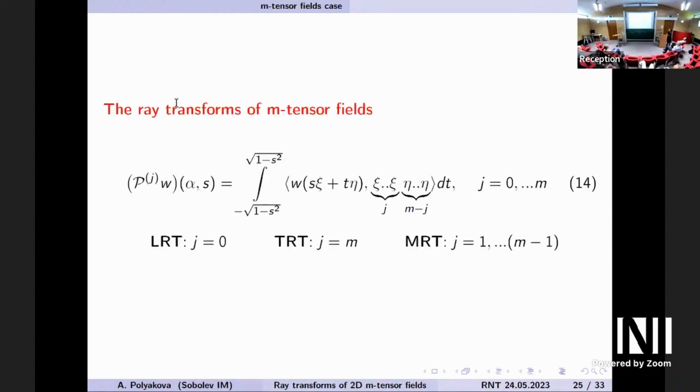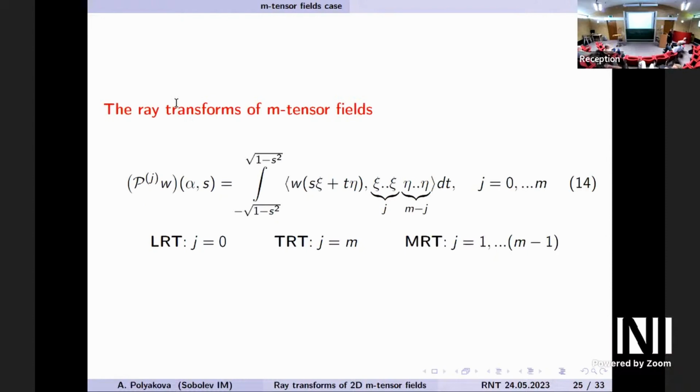And we can consider ray transforms of m tensor field. We can write in one formula. Here in the inner product, we have j times of vector xi and m minus j vector eta. And if j is equal to zero, in other words, in the inner product we use only eta vectors, it will be longitudinal ray transform. If j is equal to m, it will be transversal ray transform, and other m minus one transforms will be mixed ray transforms.